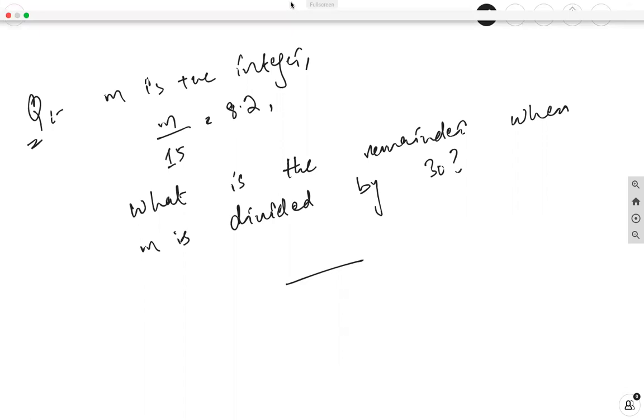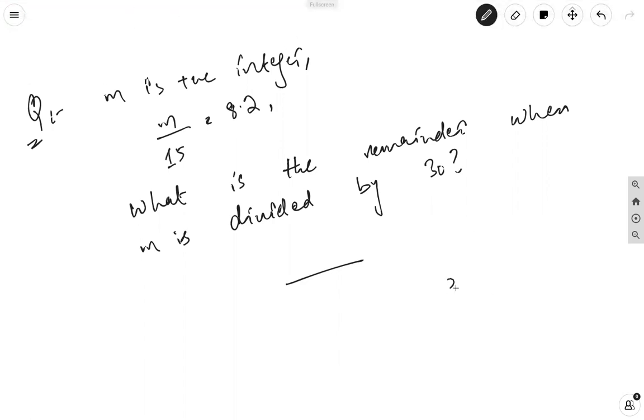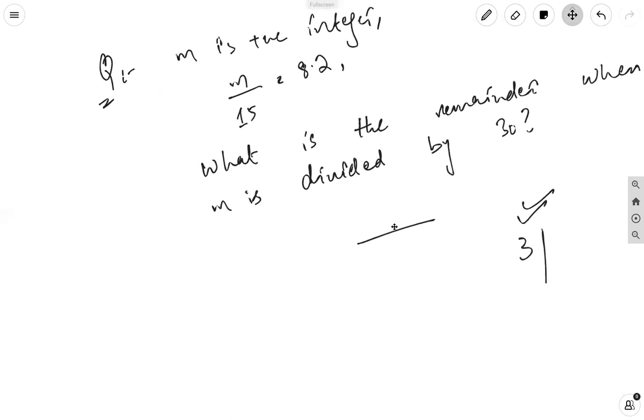Three. Okay, so one option is 3. Any other option? Is 3 a multiple of 3? Yes, 3 is the answer. This is a very simple question.